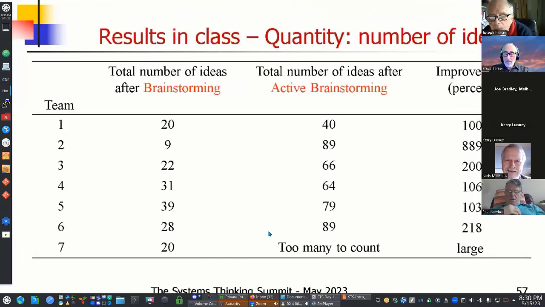The first time I ran this in a class at National University of Singapore, these were the results. There were 7 teams. They did a brainstorming exercise, and you can see the number of ideas there. And then they did an active brainstorming session, and this was the first time they'd been exposed to it. And you can see that the number of ideas went up phenomenally. Team 7 was just too lazy to count.